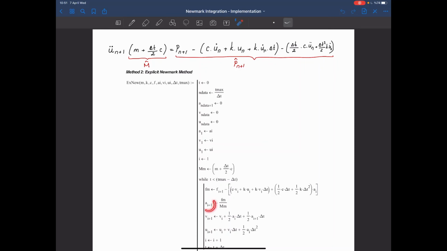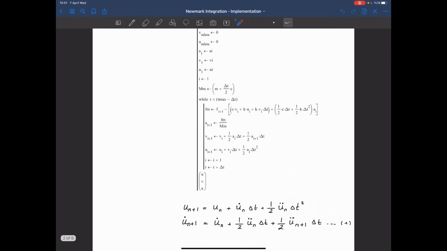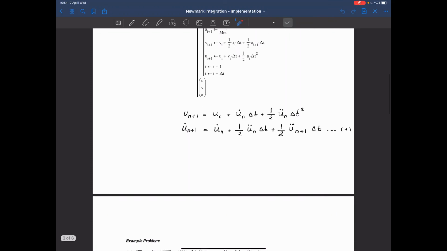Again, I'm calculating the acceleration of the i+1 time step, and once I determine the acceleration, I can determine the velocity by using this equation, it's right here, and determine the displacement, it's right here. And again, you repeat this procedure for every time step, and you determine u, v, and a for every time step. So now let's take a look at the results.